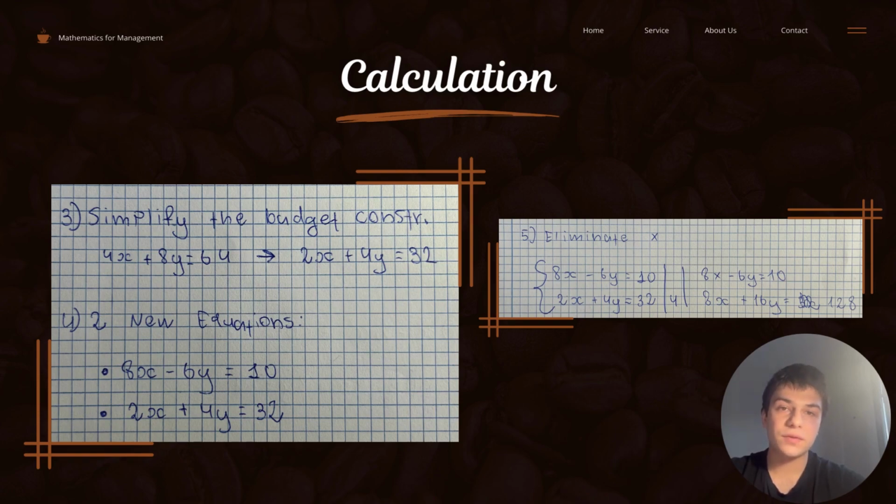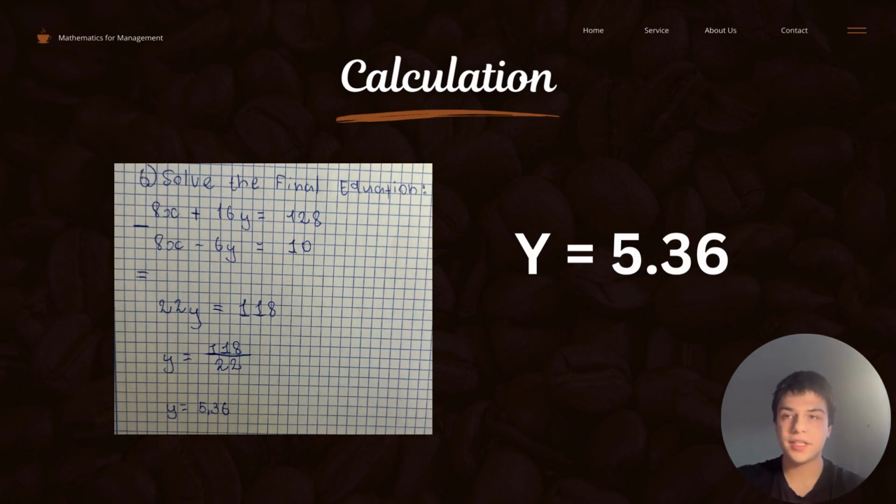Our step 5 includes just eliminating the x from a single equation. How we do this is we multiply the second equation by 4 and we subtract it from the first one. After the multiplication, our equation is going to look like 8x minus 6y equals 10, and we're going to subtract 8x plus 16y equals 128. Step 6 is to simply solve the final equation. Our final equation just looks like 22y equals 118.